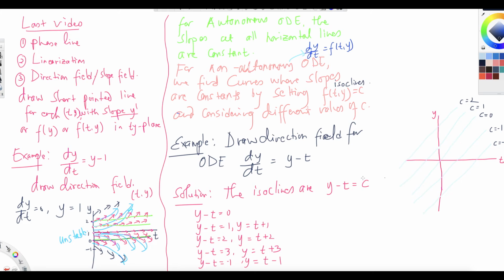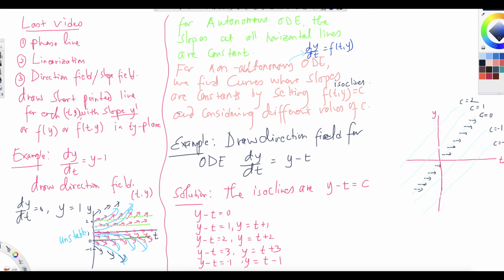All right, now at c equals 0, what is the slope? Slope is 0, right? c equals 0 means y minus t equals 0. If y minus t equals 0, then the slope dy over dt, that is y prime, is 0. Slope 0 means at each point of this line, the slope is 0, so it is a horizontal line segment, like this. You see that? Slope 0 means a horizontal segment here.